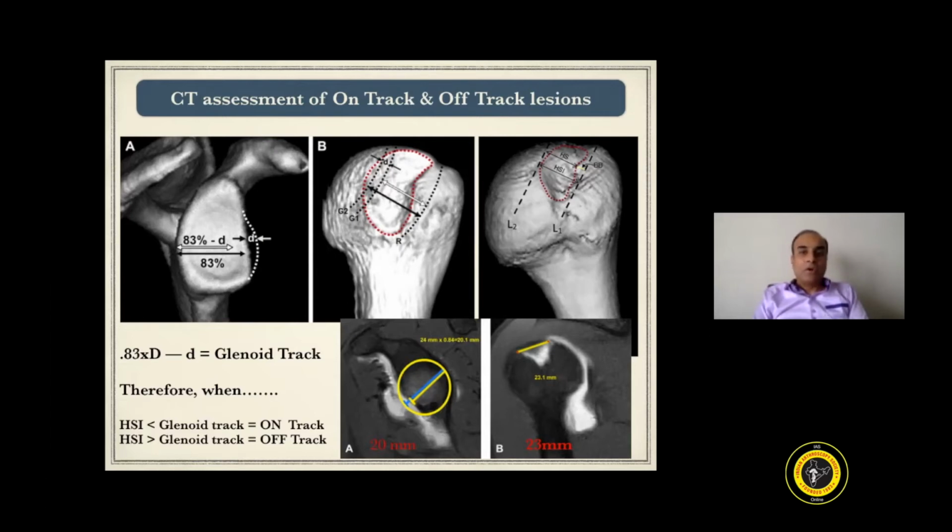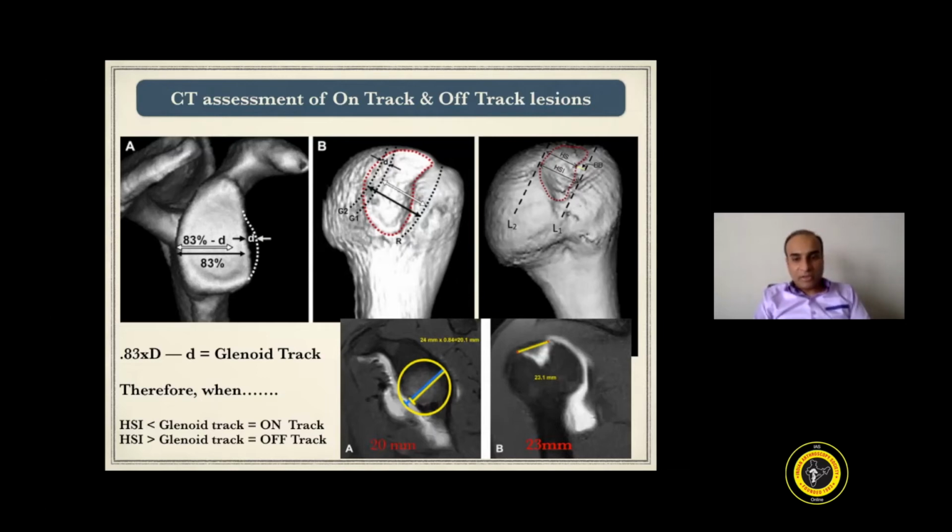And on the humeral head side, you calculate the distance between L1 and L2 on this top right picture. And this will give you the Hill-Sachs interval. Now, if the Hill-Sachs interval is greater than the glenoid track that you have calculated, then this is an off-track lesion. If the Hill-Sachs lesion and the bony bridge together, made as HSI or the Hill-Sachs interval, is less than the glenoid track, then you are on track.